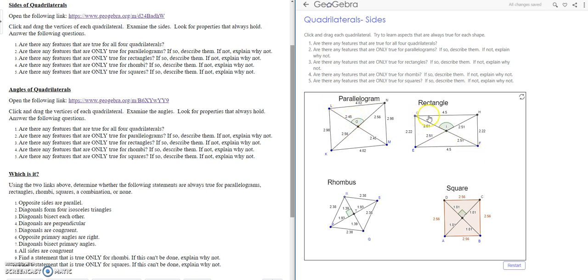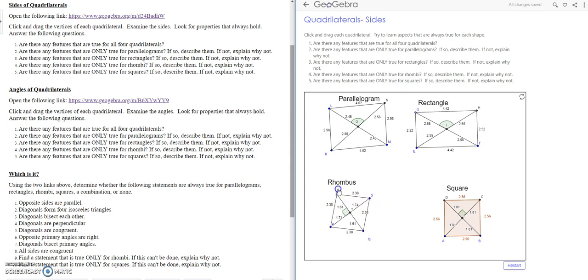If I look at my rectangle, congruent side to congruent side, oh, there's isosceles. Here's an isosceles, here's an isosceles, and here's an isosceles. So I have 4 isosceles triangles in the rectangle, and again, I can move it and see this is still true no matter how I change the size or orientation of my rectangle.